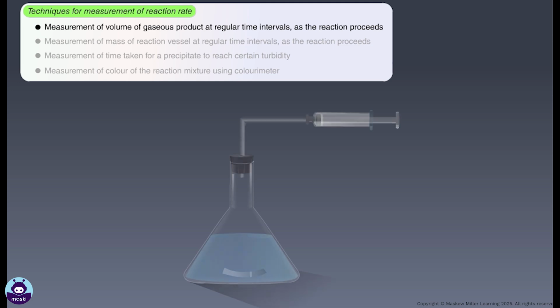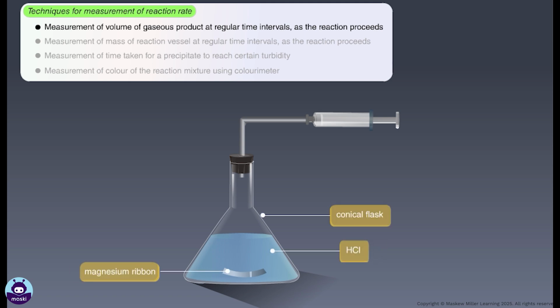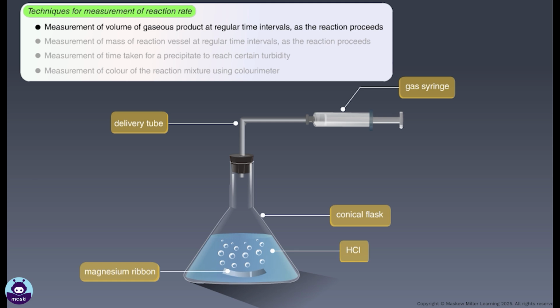The volume of a gaseous product of a reaction can be measured by collecting the gas in a gas syringe, whose plunger is free to move. As the reaction proceeds, the gas that is produced pushes the plunger out. The volume of gas in the syringe is measured at regular intervals of time. The plunger stops when the reaction stops. The volume of gas can be plotted against time.